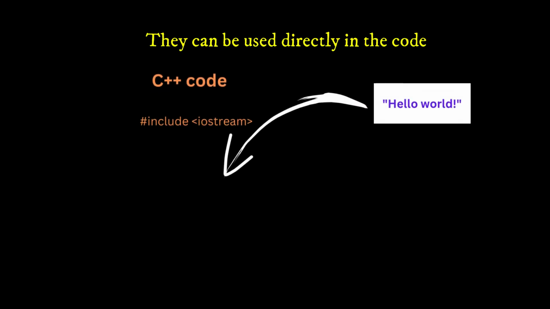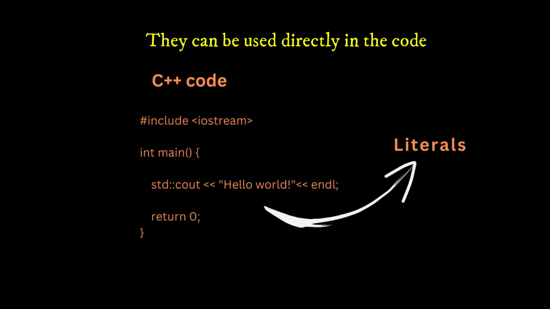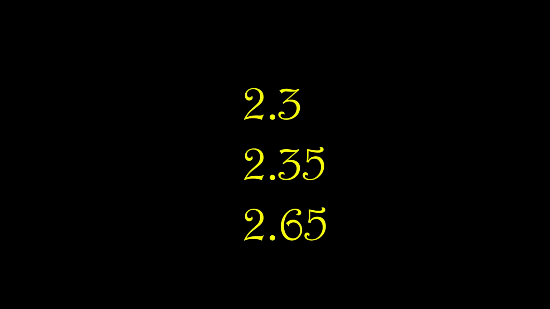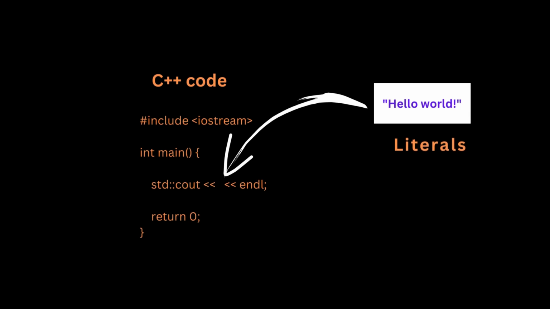Literals. Literals are nothing but data which is used for representing fixed values. They can be used directly in the code. For example, numbers like 1, 10, 20, and floating points like 2.5, 2.35, 2.65, and a character like C. These examples can be directly used in the code.